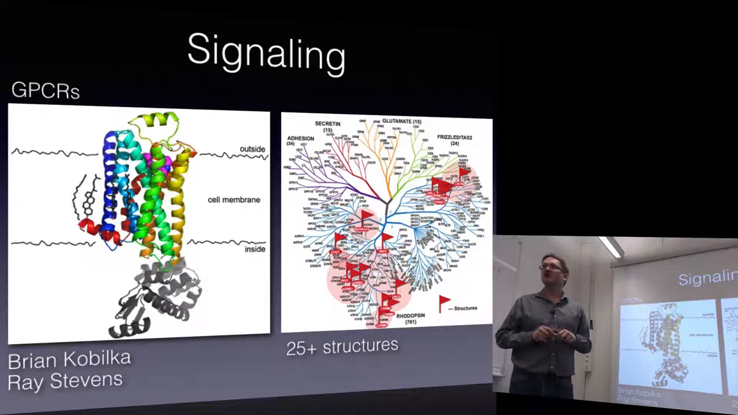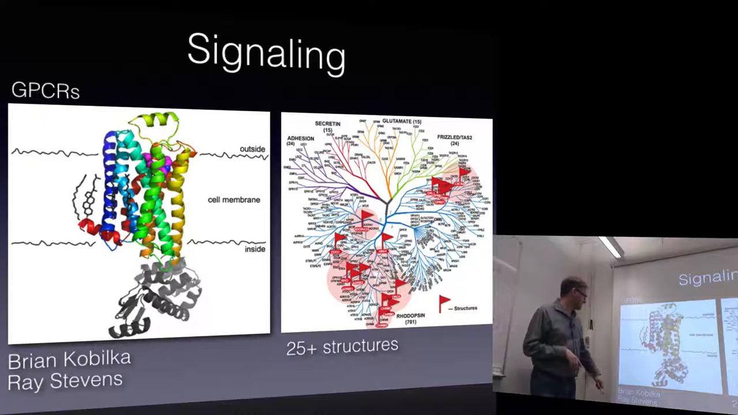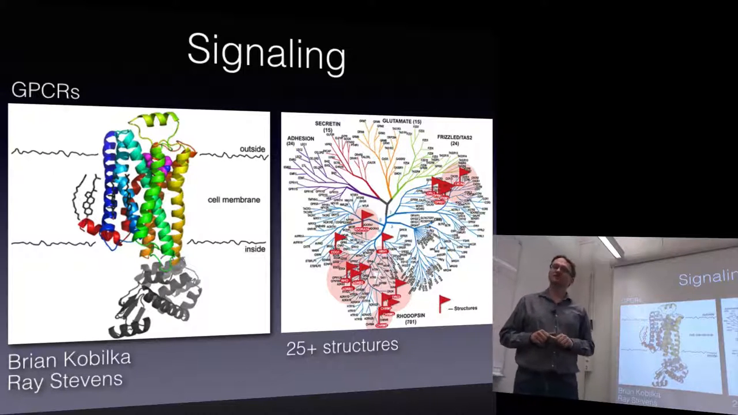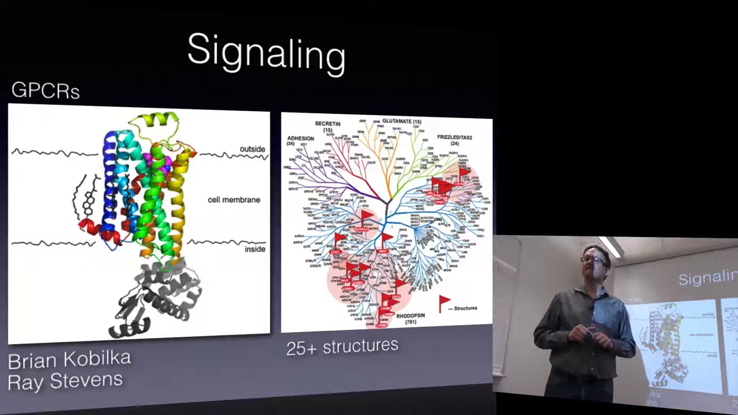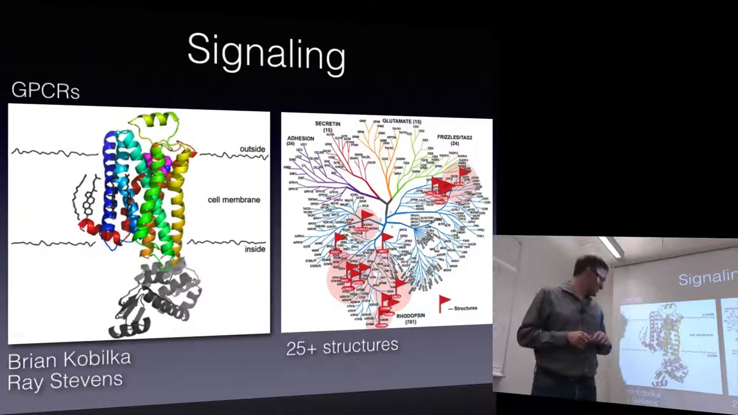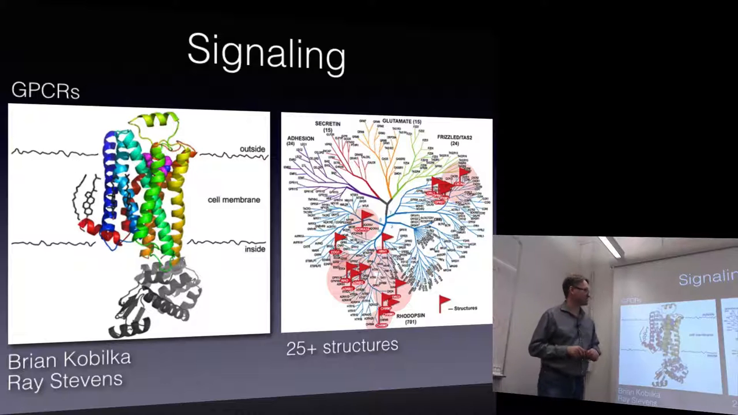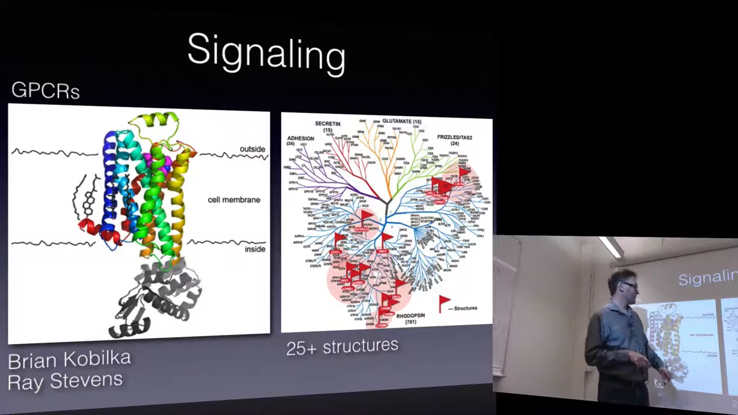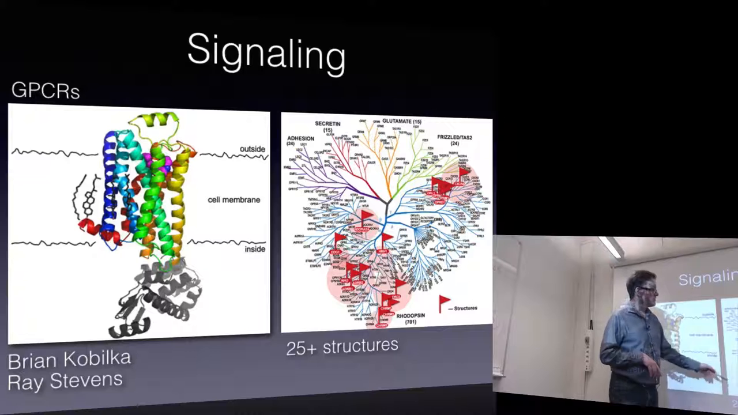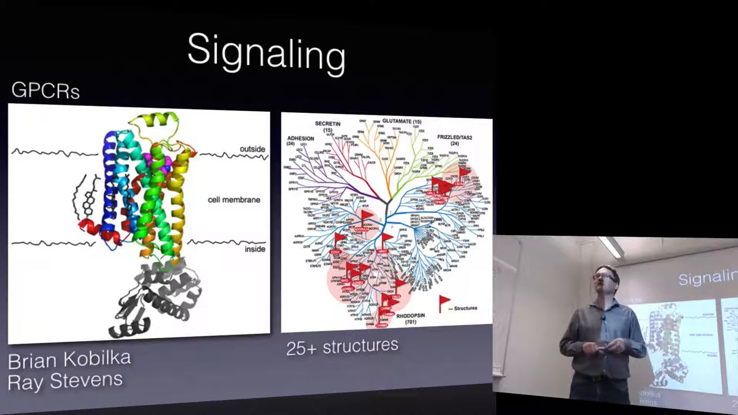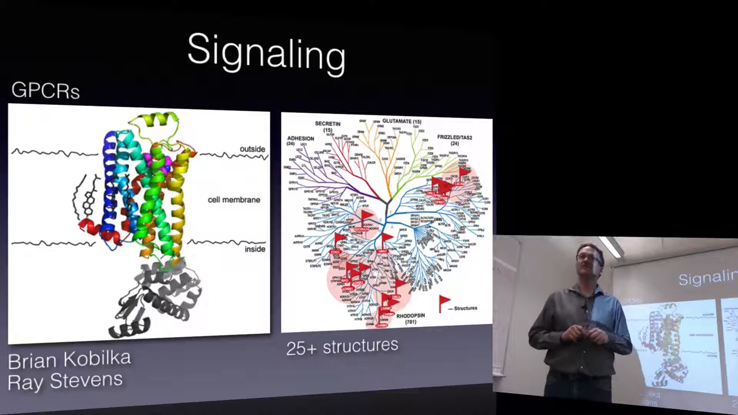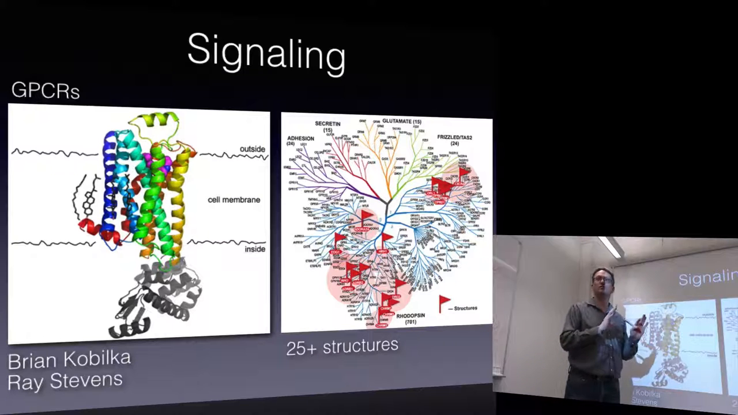And everybody had given up. Until suddenly Brian Kobilka at Stanford and Ray Stevens, almost at the same time, but Brian Kobilka was earlier, showed that they had managed to overexpress, purify, and crystallize a GPCR and determine the structure of the beta-2 adrenergic receptor. And that was, of course, a Nobel Prize too. But not to Ray Stevens, just to Brian and Brian's former advisor. Today we have more than 25 structures of these. There are even a bunch of these structures that are not publicly available, but that pharmaceutical companies have crystallized internally because there is so much money involved in this.